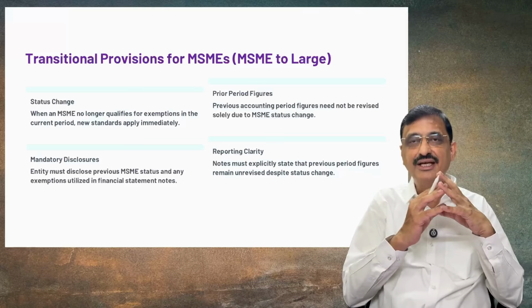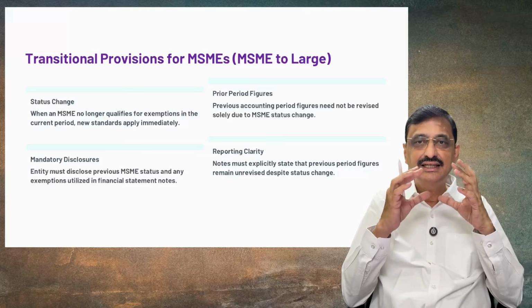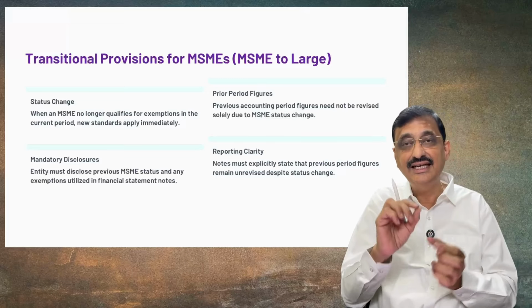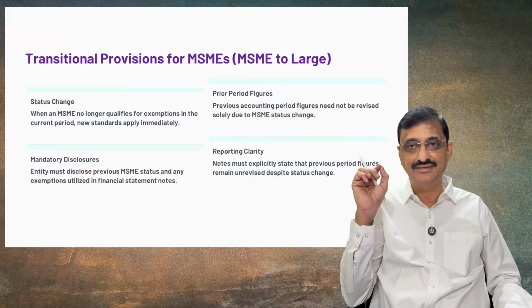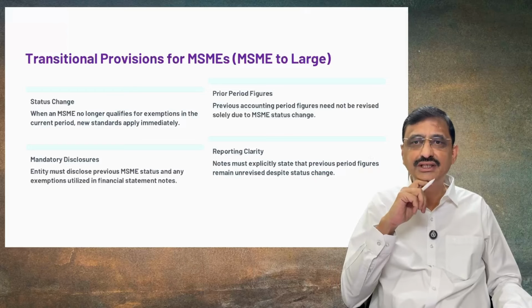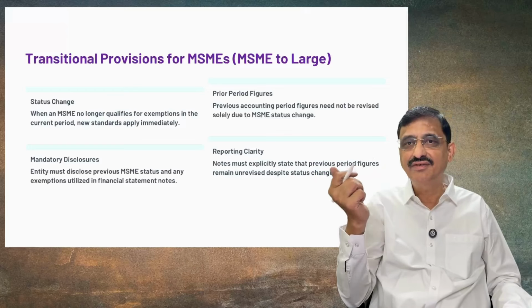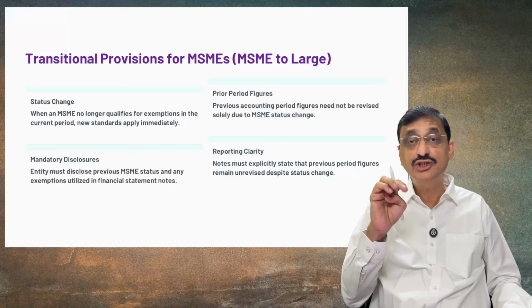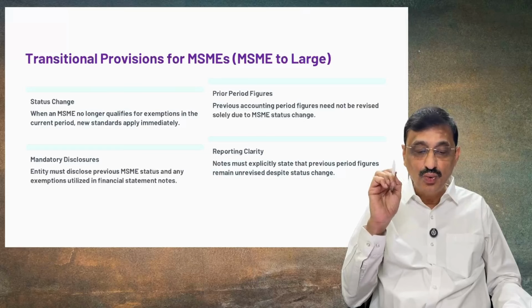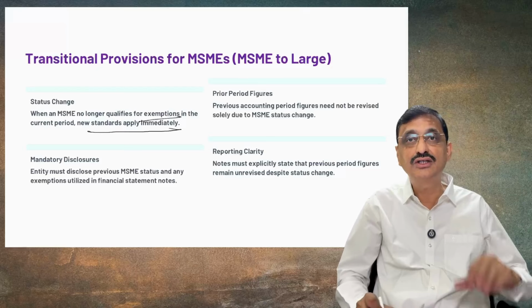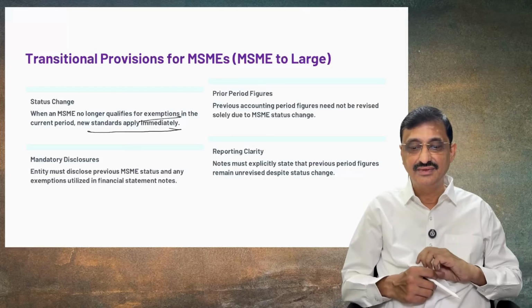Now, let us say sometimes what will happen is that an entity previously classified as an MSME may now become a large entity, right? Maybe its turnover has exceeded 250 crores of rupees, or its outstanding borrowings have exceeded 50 crores of rupees. One of the conditions is not satisfied, thereby it ceases to be an MSME. Now, when an MSME no longer qualifies for exemption, then the new standards and all standards apply immediately, right?